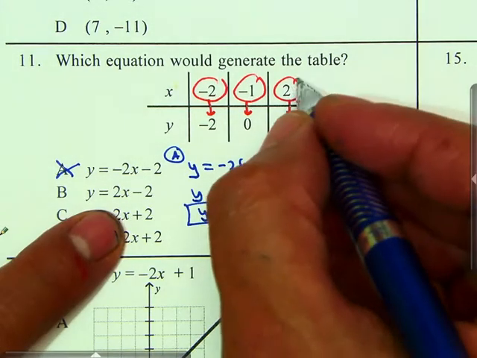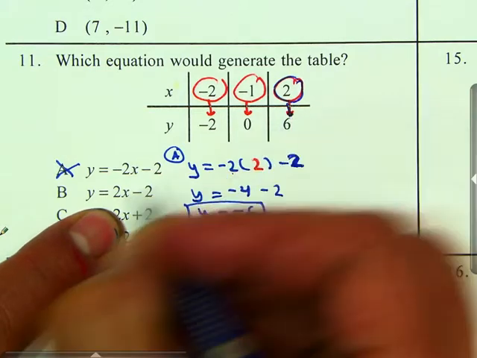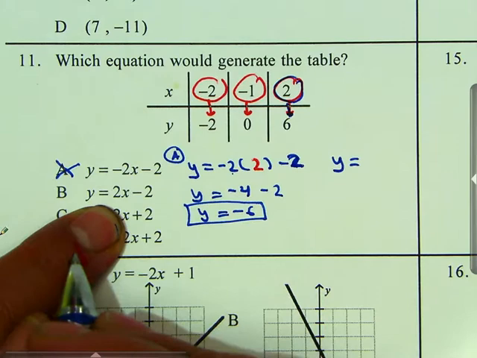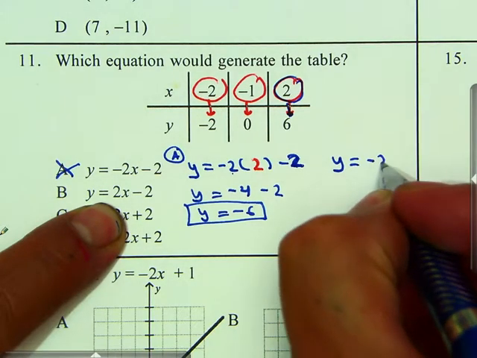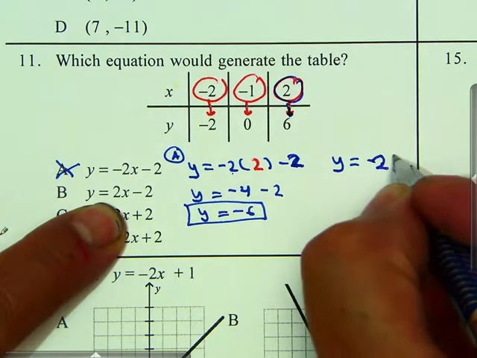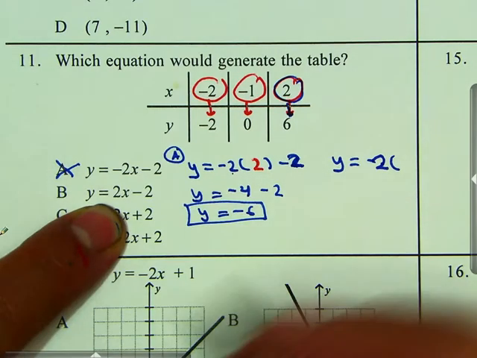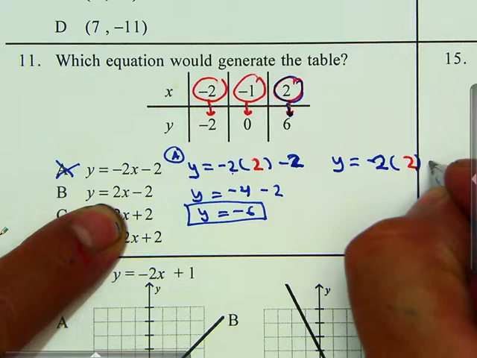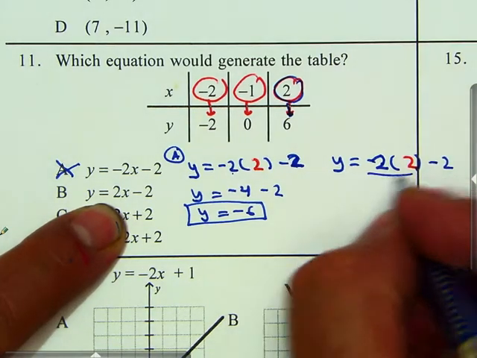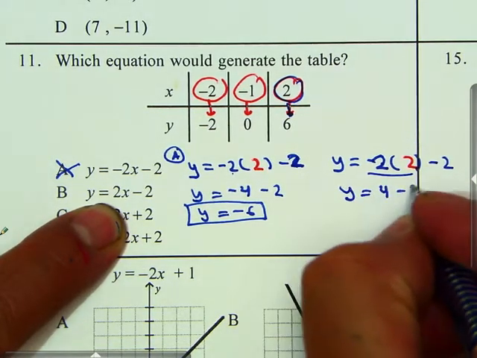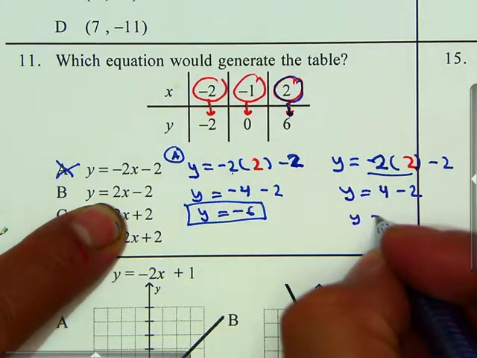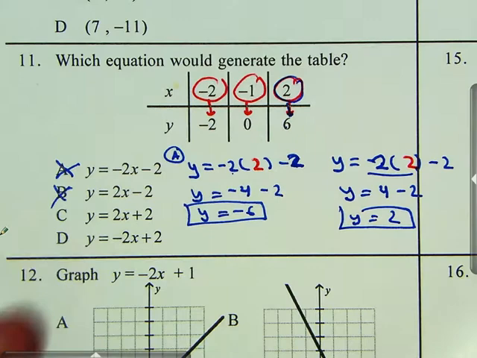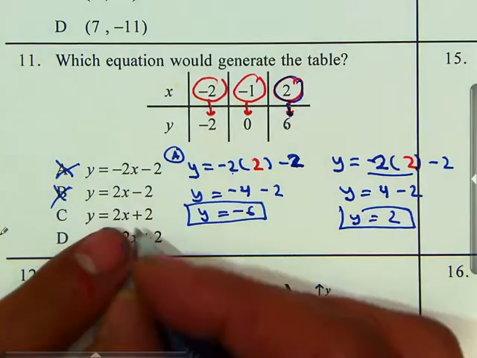Let me plug in again the 2 and see if it gives me 6 for the second equation. y equals 2 times 2 minus 2. 2 times 2 is 4. Minus 2 is 2. I need it to be a 6, so that's not it. Let me try the next one.